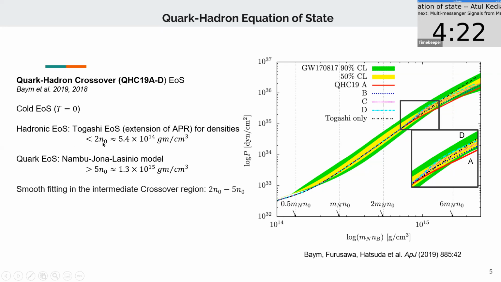And here's a description. Below 2 times nuclear saturation, it's hadronic. At really high densities, it's quark, and in the region in between, a smooth fitting is performed. So what do you get? You can have a few different ways of constructing this EOS.